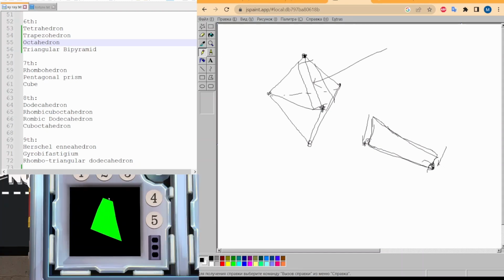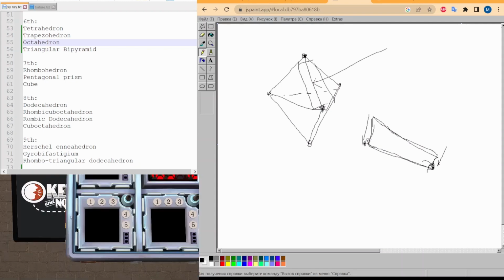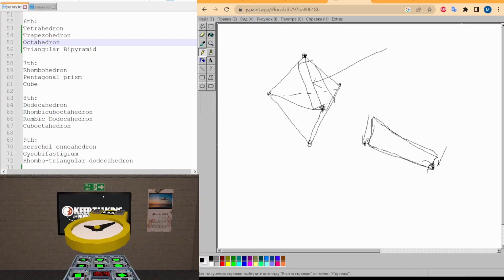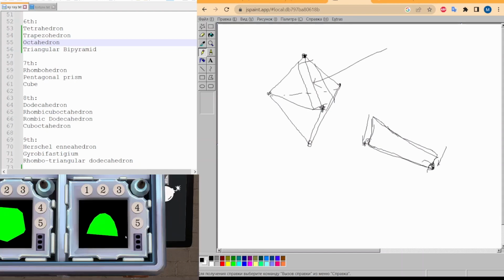One, 2, 3, 4, 5, 6. This one also changed direction. 7 and 8, 9, 10. Okay, I missed the top one when it changed its direction, so that's the reason. Okay, and let's take a look here.